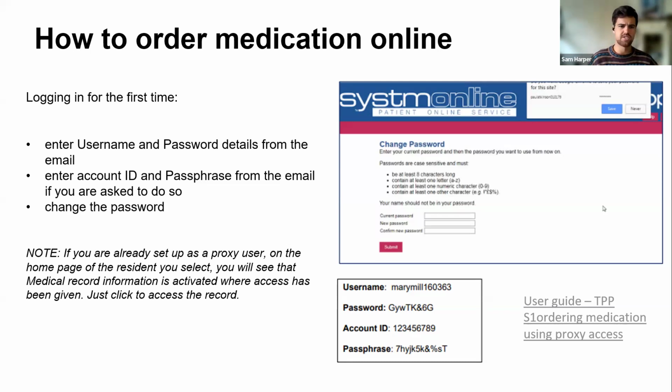So logging in for the first time, you just need to enter the username and password from the email that you receive. So you will get an email from the GP practice. You just need to enter the username and password in there. I've got an example on the screen here of an email and password that's been sent through. You'll also get an account ID and a passphrase, so you need to hold this information. Once you've entered the details, it will then prompt you to change your password. So you need to go through and change that password right at the beginning.